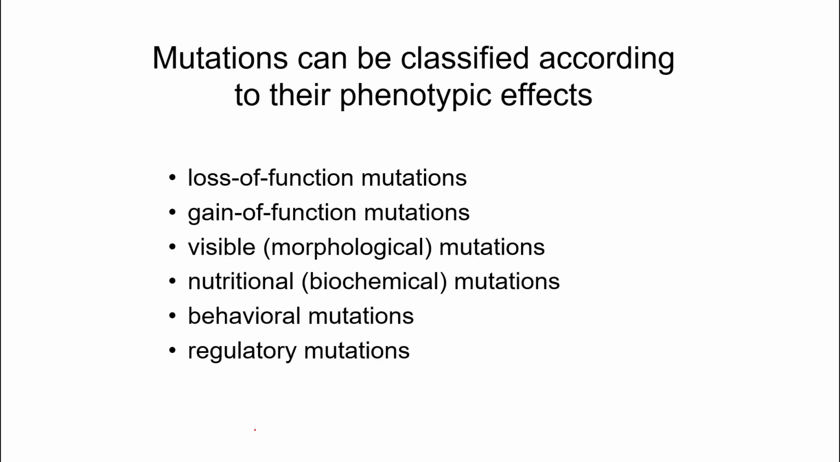Furthermore, we can classify mutations by what they do, right? We could have a loss of function mutation. What's the phenotype of that? Well, we lose the function of that gene. We could have a gain of function. We could have something that previously did one thing and now it does a completely different thing. We can have visible or what we call morphological mutations. We could have nutritional. These tend to be biochemical mutations, so that it has to do with biochemical pathways. Behavioral mutations, and regulatory mutations, which would be not in coding regions, but a mutation in a regulatory region for a gene, so gene expression gets changed.